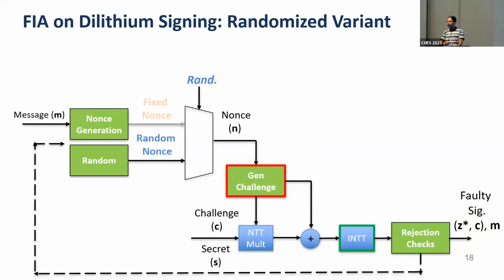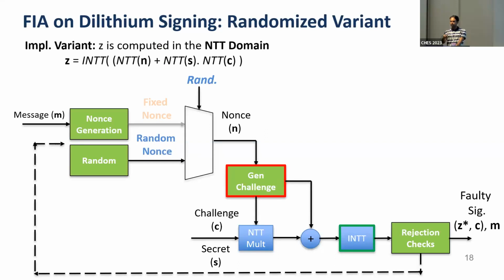Now let's look at the attack on the randomized variant. Here it's interesting because this attack is only applicable to a particular implementation variant of the randomized Dilithium signing procedure. The attack only applies if the signature component Z is computed in the NTT domain, but the original specification of Dilithium, or rather the existing implementations, don't follow this approach. But we found that this particular implementation variant consumes a lesser amount of memory.